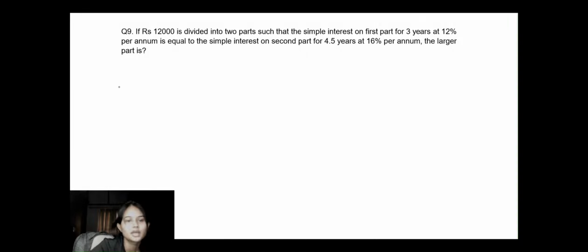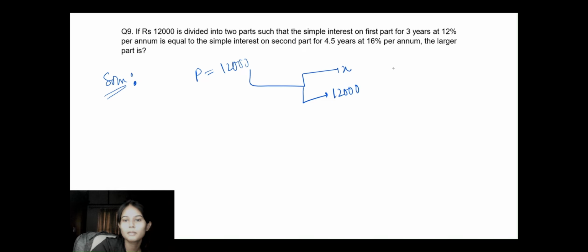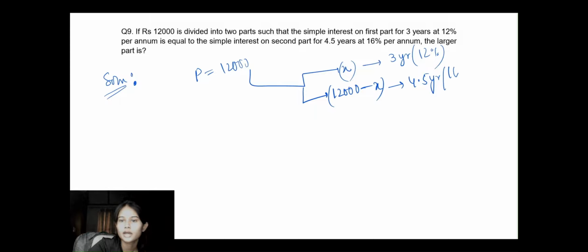Okay, coming to next question. If rupees 12,000 was divided into two parts such that the SI on first part for 3 years at 12% per annum is equal to the SI on the second part for 4.5 years at 16%. So this is a type of question we encountered before as well, where principal is given, 12,000, and it is broken into two parts, x, and there is an approach for each sum. So the patterns you must know in order to solve the sum. So on the first part, 3 years and 12%. For the second part, 4.5 years and 16%.